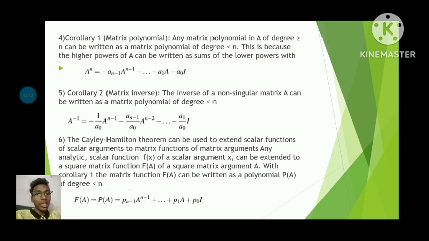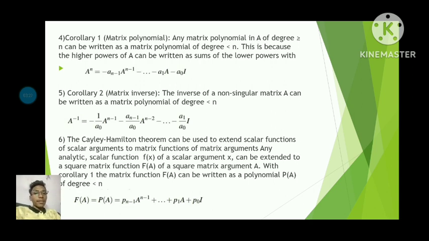Now we see corollary 2, the matrix inverse. The inverse of a non-singular matrix A can be written as a matrix polynomial of degree less than n, where A inverse equals minus 1 by a_0 times A^(n-1) minus a_(n-1) by a_0 times A^(n-2) minus up to minus a_1 by a_0 times I.